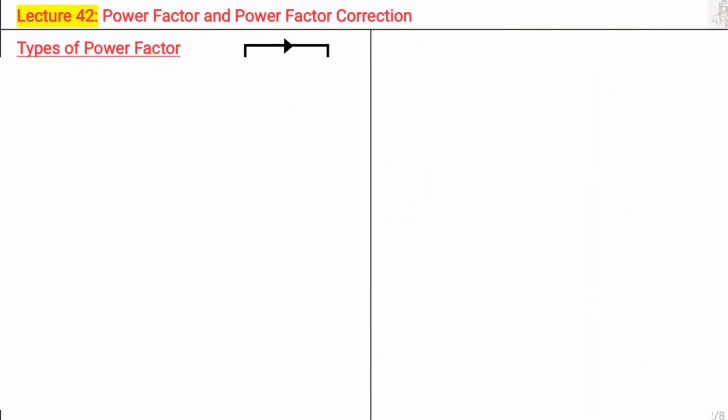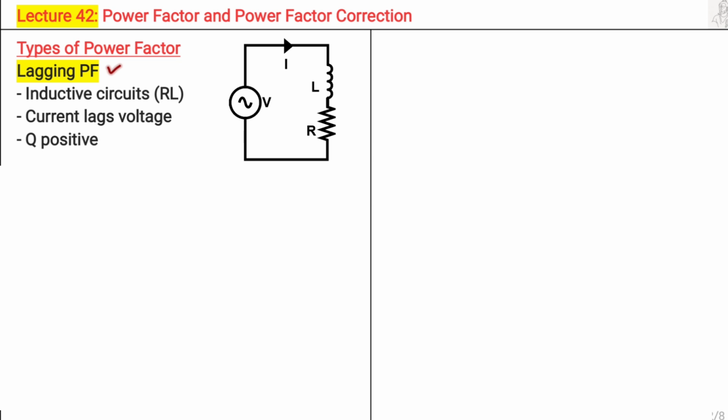So there are three types of power factor. The first kind is lagging power factor, which is obtained when we have an inductor in the circuit. Here the current lags the voltage by some angle and this inductor consumes the reactive power. So the phasor diagram is shown something like this, where the current is lagging the voltage by some angle theta.